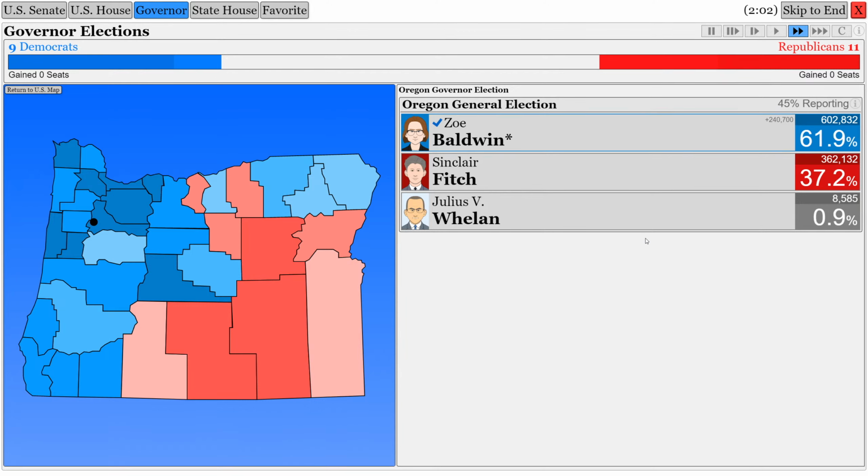Damn, we really actually pushed out into the rural parts of Oregon. Oh my god, dude, really? 54% reporting. I already called the election for me, but it's just a matter of how much. Oh, that is sick. Look at that.